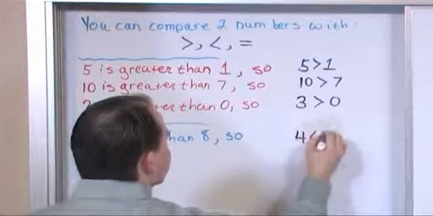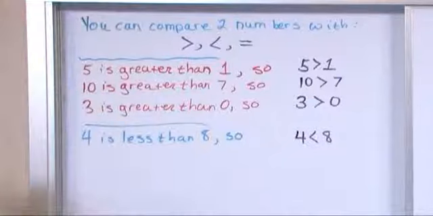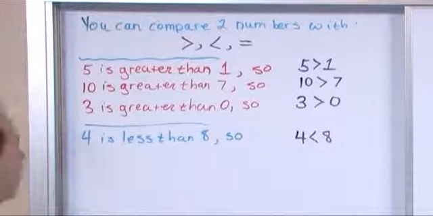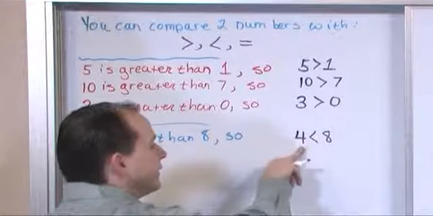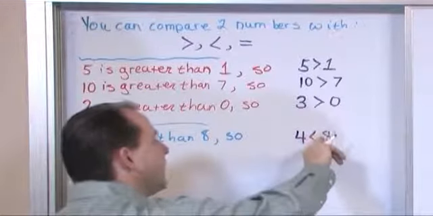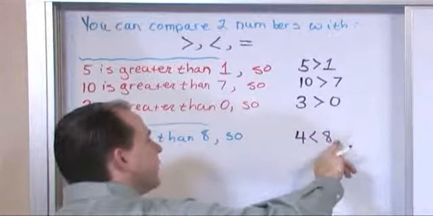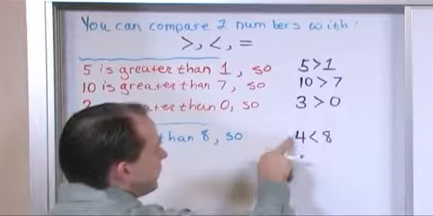4 is less than 8. Now, notice the arrow has flipped around and pointed to the other direction. But also notice the arrow is still pointing to the smaller number. The open side of the arrow is still next to the bigger number. The smaller side of the arrow is still next to the smaller number.